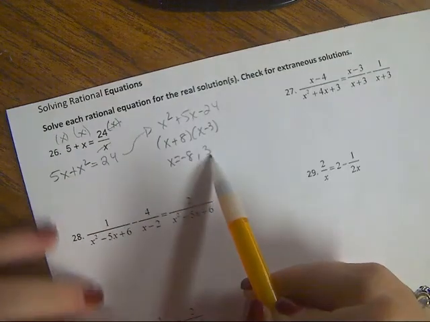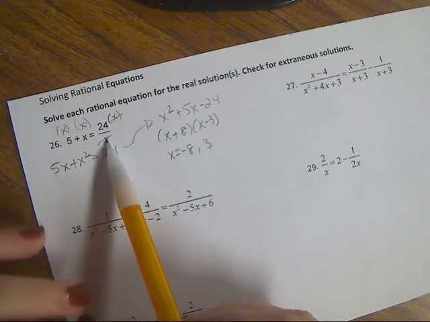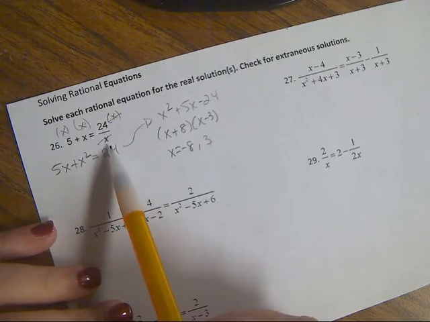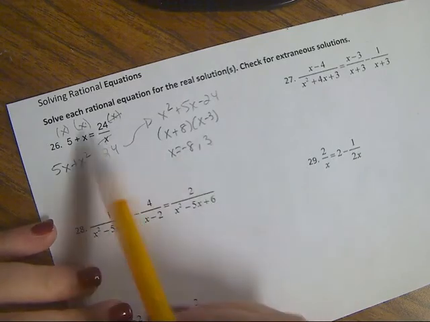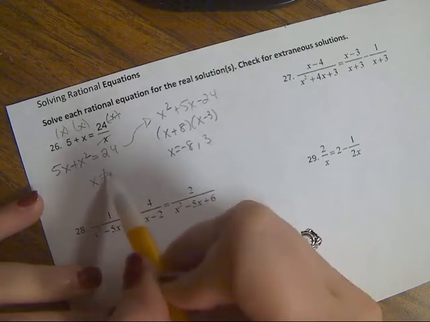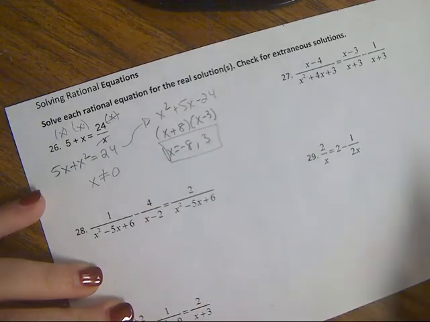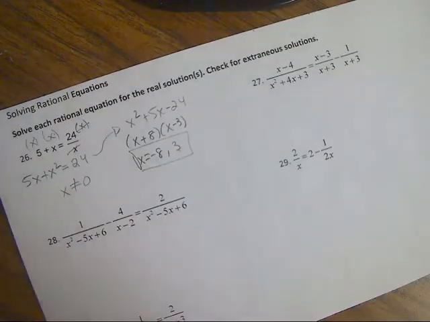Now before I circle, I need to make sure that plugging these into my denominator will not create an excluded value, meaning this would make it 0. So negative 8 and 3, we're good to go. The only thing x is not allowed to equal in this problem is 0, and I did not get that. So x equals negative 8 and positive 3.